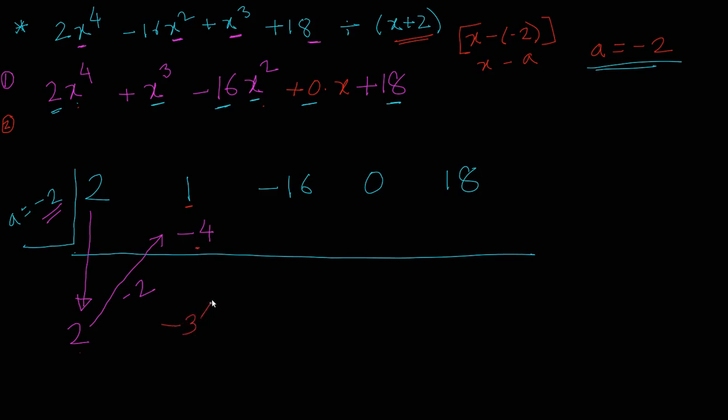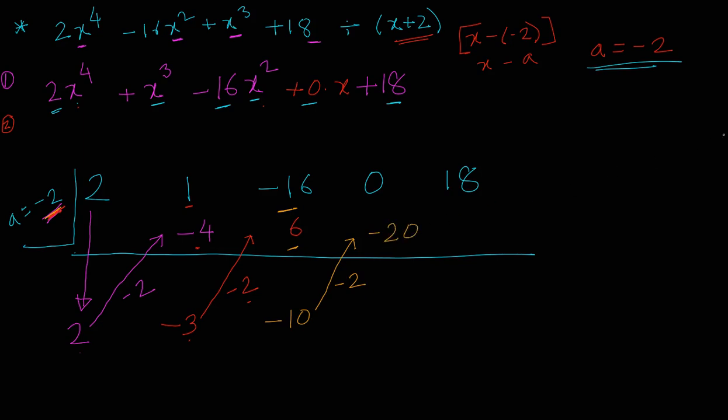Then I'm going to multiply negative 3 by the same negative 2. So negative 3 multiplied by negative 2 is positive 6. Now if I add negative 16 and positive 6, what is it? Negative 10. Again, I'm going to multiply negative 10 by a. My a is what? Negative 2.